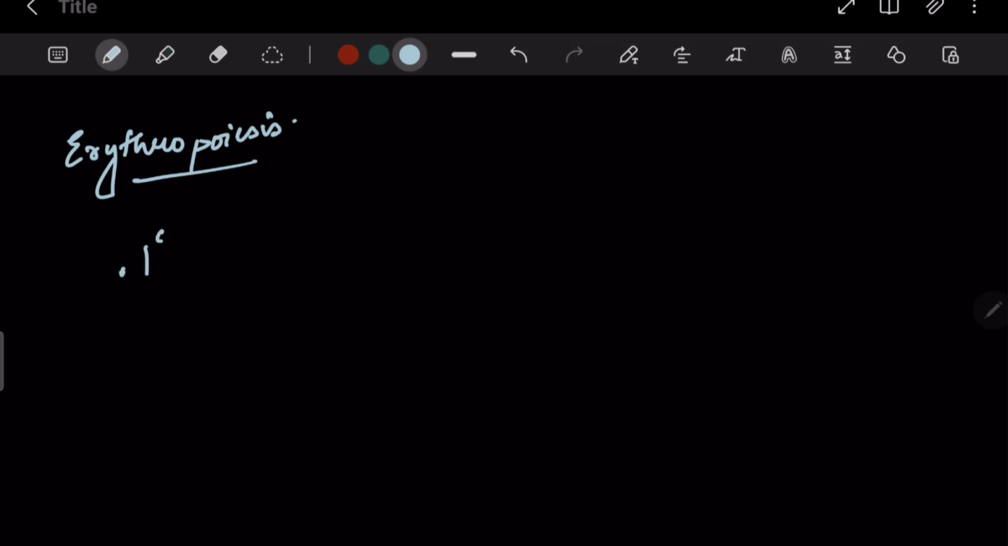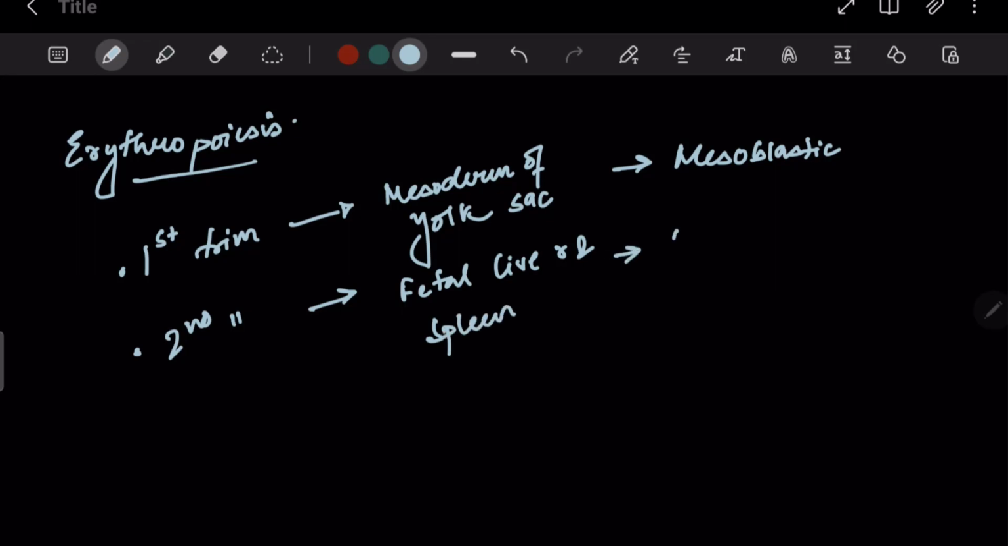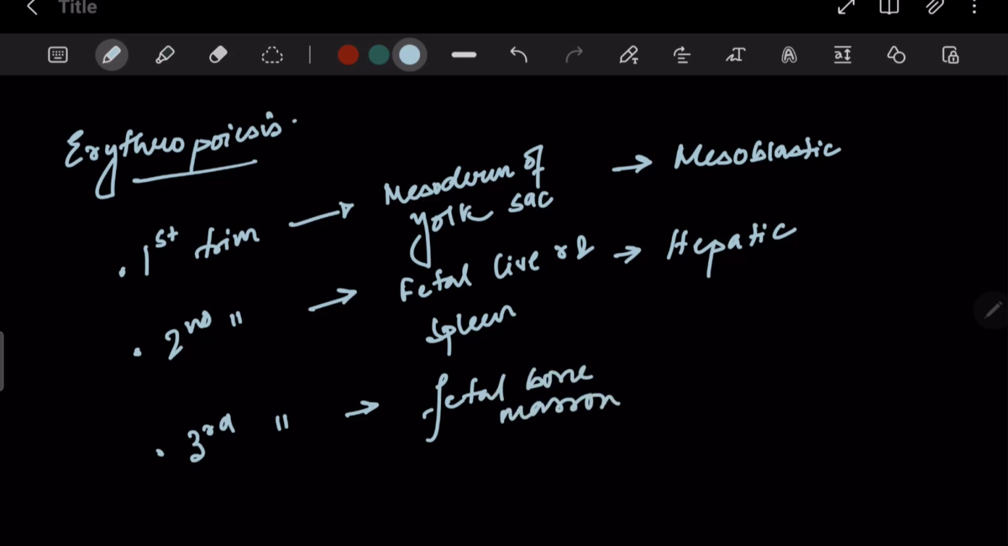For example, in the first trimester, erythropoiesis occurs in the mesoderm of the yolk sac and thus is known as the mesoblastic stage. Now, in the second trimester, it occurs in the fetal liver and spleen and thus is known as the hepatic stage. And talking about the third trimester, it occurs in the fetal bone marrow. Right, so fetal bone marrow, and this is known as the myeloid stage.